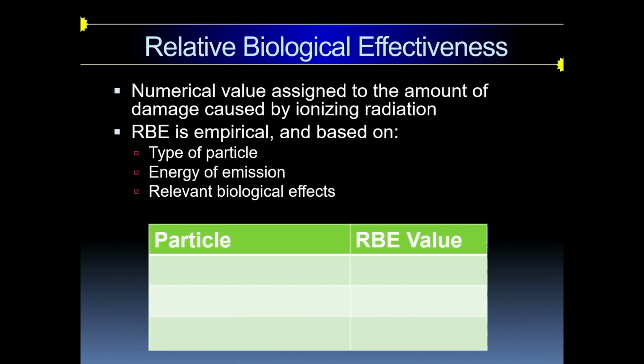So they have the highest ionization potential. We think about this in terms of the relative biological effectiveness. And again, this brings me back to the early days when we were in residency and had to memorize all these charts and tables about what the RBE values for various things were. It's a somewhat arbitrary number that's assigned to the amount of damage caused by ionizing.